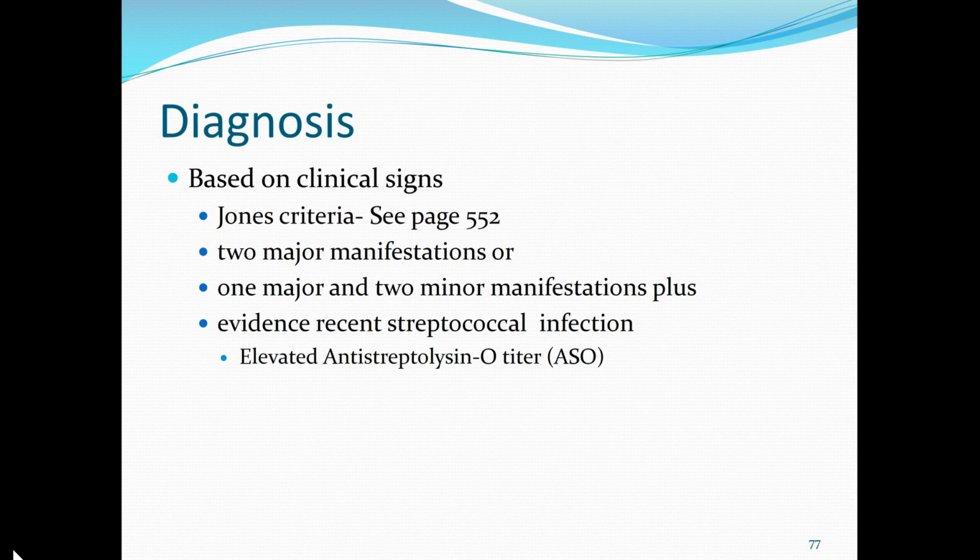So a diagnosis is based on clinical signs. The Jones criteria is listed on 552, but it's basically all of the manifestations that we have just gone over. And so the Jones criteria is that you either have 2 major manifestations or 1 major and 2 minor manifestations plus evidence of a recent streptococcal infection. So they're going to draw an ASO on you. And so what that ASO tells you is that they have had a recent strep infection.